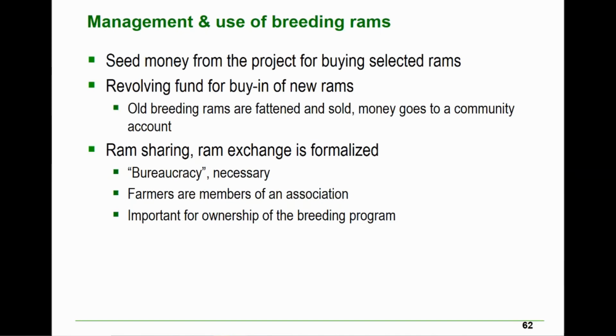This is particularly important because for the ram sharing and exchange, which was also implemented and necessary so that the genetic diversity is kept in check, some kind of bureaucracy is necessary. So we need to know what animal goes where, and somebody needs to decide this. So there should be some kind of association that oversees this process. And in the Ethiopian case, there were farmers, members of this association, who were basically managing this after the project had ended.